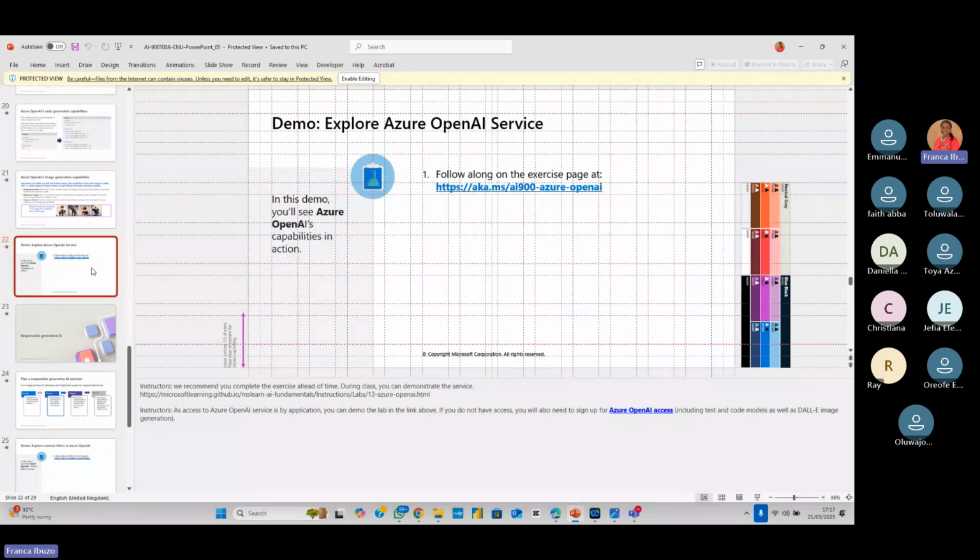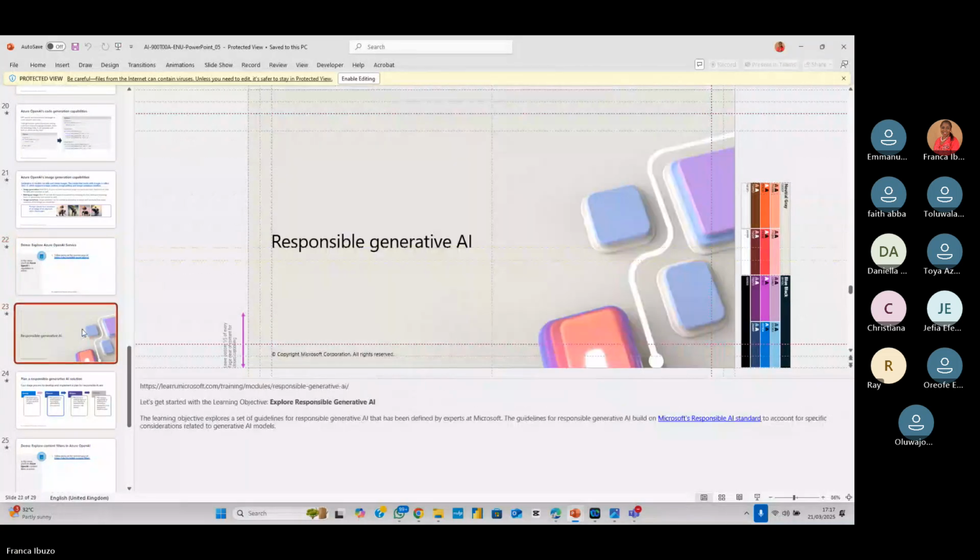You also get this project. Let's see how far we can go with the projects. Explore Azure OpenAI Service. In this demo, you see Azure OpenAI's capabilities in action, and look at responsible generative AI too.